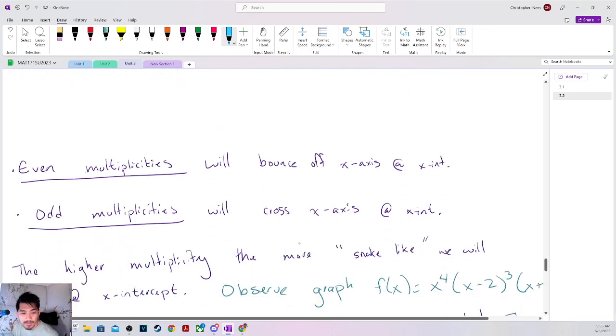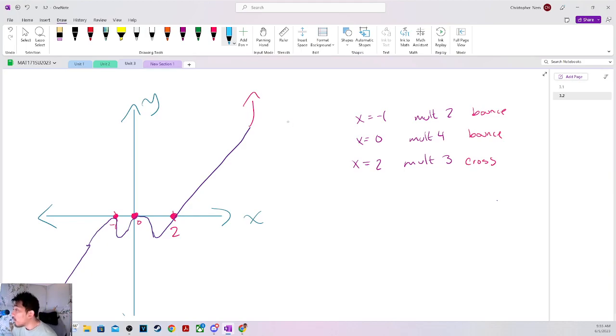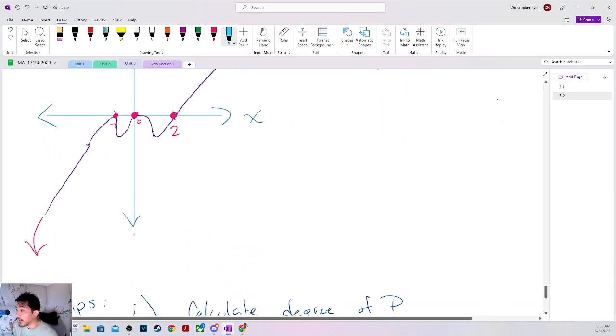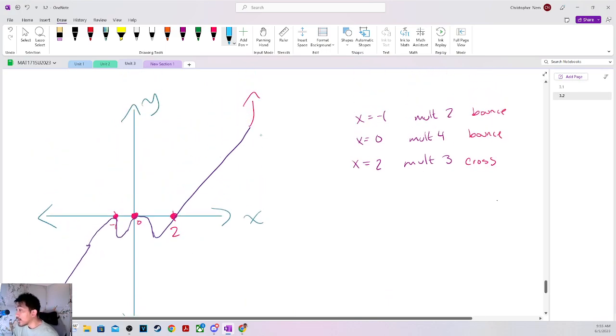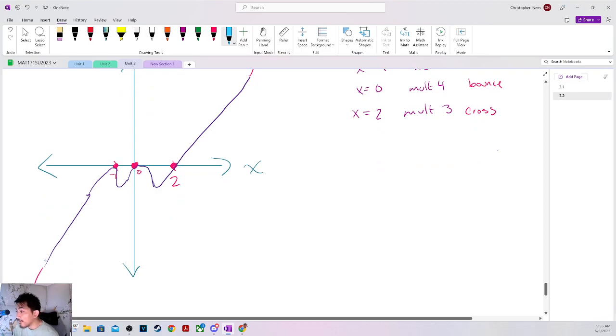So now we have to know how to graph it. I'm going to draw my end behavior first. Once I've drawn my end behaviors, the left arrow down and the right arrow up, now I'm going to plot my x-intercepts. They are -1, 0, and 2. Now, from the left side, I need to know how to behave at the x-intercept.